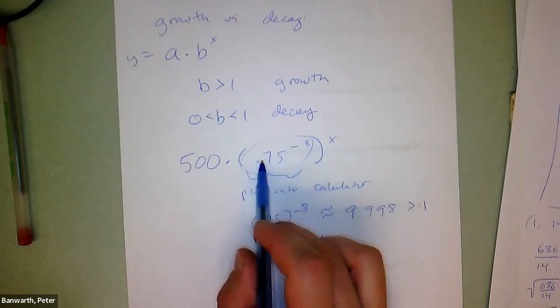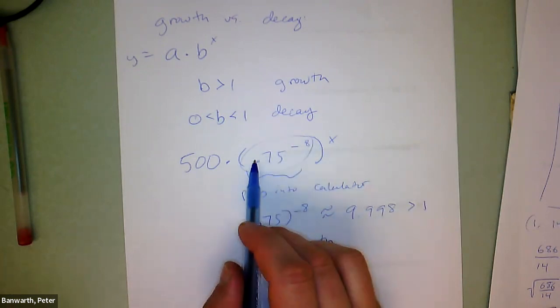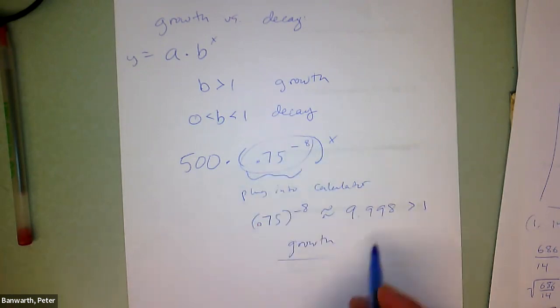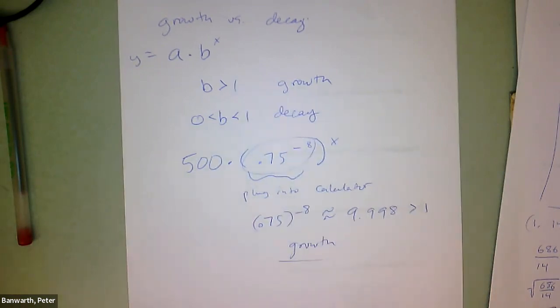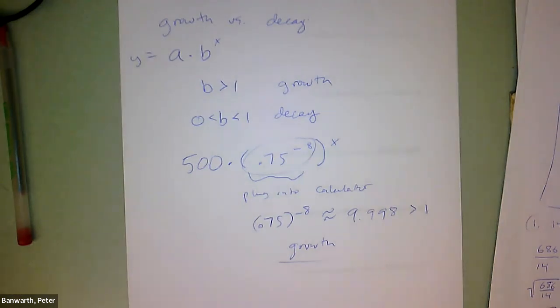Don't think too hard about all of these numbers you're seeing. Just plug exactly what you see into your calculator. If it's bigger than 1, it's growth. If it's between 0 and 1, it's decay. And that's good enough. That's more than good enough.